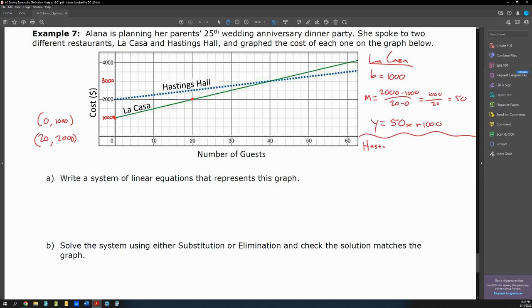For Hastings Hall, I'm looking at the y-intercept, so it looks like that one is over here. So actually, let's go ahead and write that. So (0, 2,000). So the y-intercept is 2,000. For the slope, we need another point. Looks like the next best one might be right around here. We can use that one. So that's at (40, 3,000).